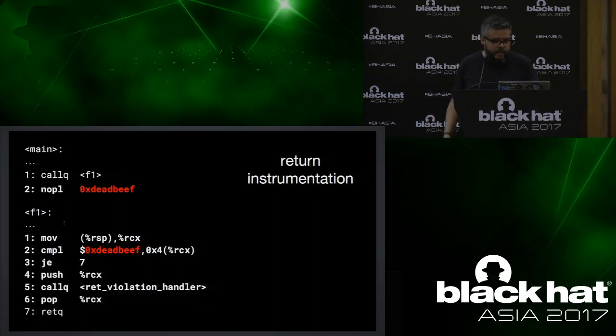After that, we also need to protect the returns, as I said. And the instrumentation is pretty similar. We have a call to function F1 here, then we put a tag right after the call. And before F1 returns, it runs a check, which first loads the return address, which is at the topmost address of the stack, into a register, and then we dereference it and check if the values match. If they do match, we do the jump here and return. If they do not match, we call the return violation handler. So the idea is pretty much the same, except that we need to load the address from the stack because it's not in an actual register that we are calling or something like this.